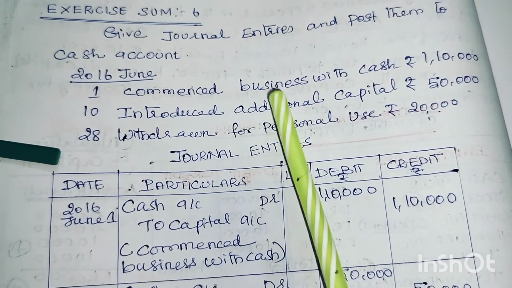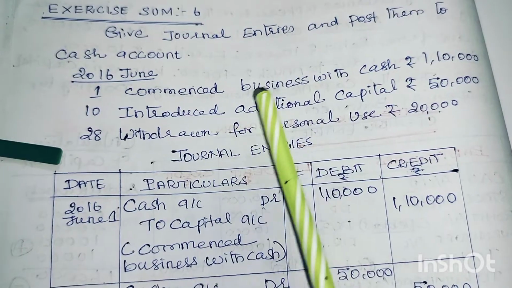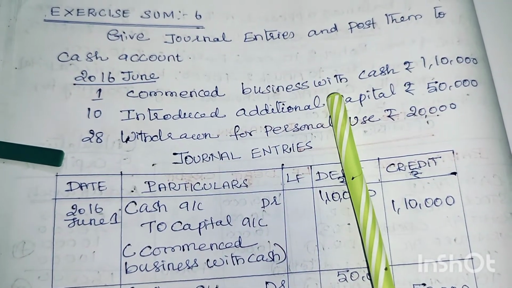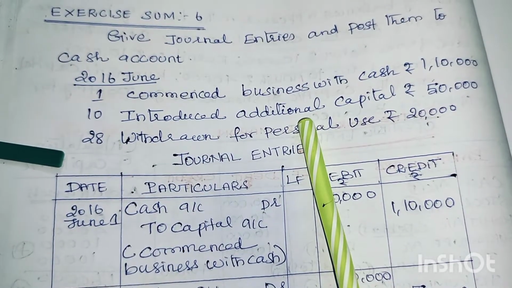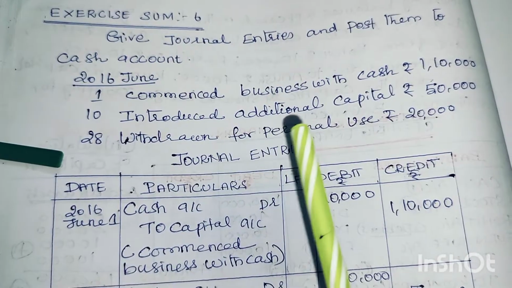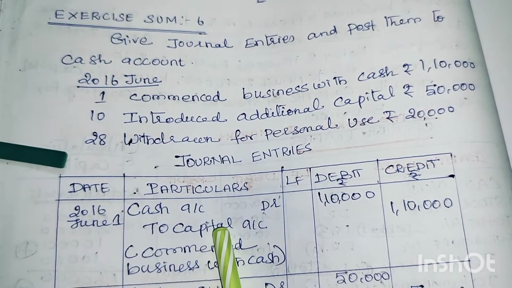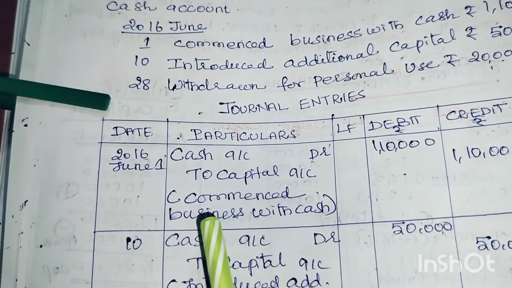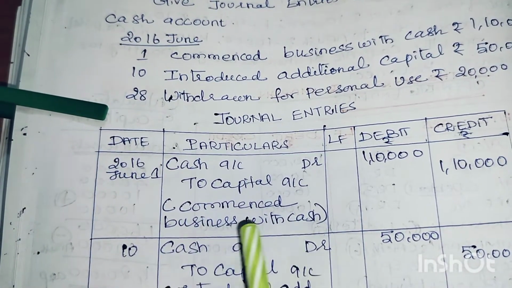Then, commenced business with cash means you started business with cash. So, you invested cash into your business. Investment means capital. So capital account increases, you credited the capital account. What is the journal entry? Cash account debtor to capital account. The common narration is commenced business with cash.